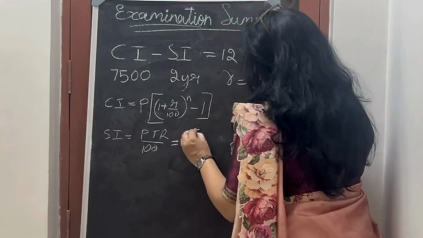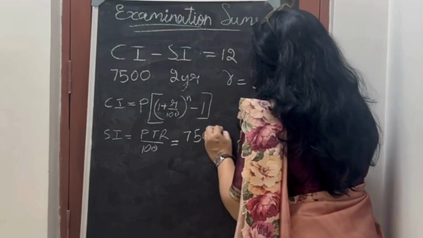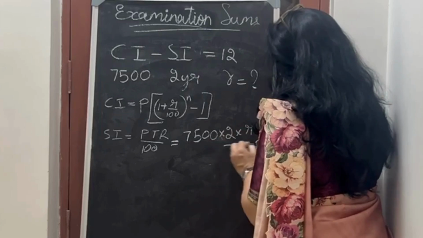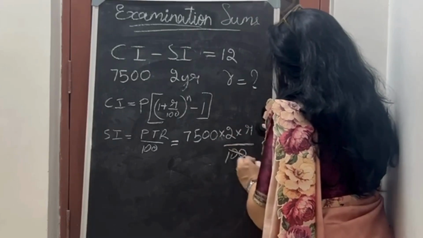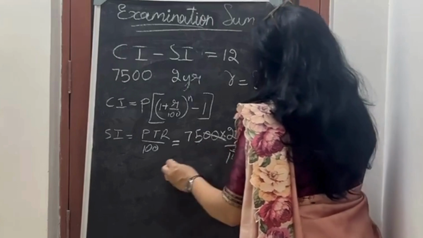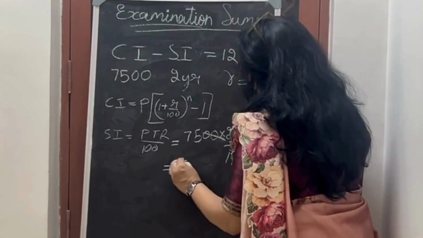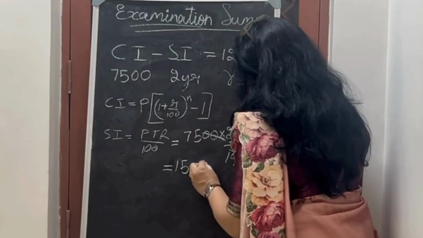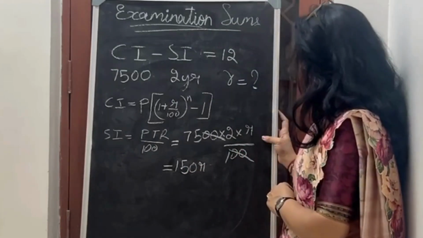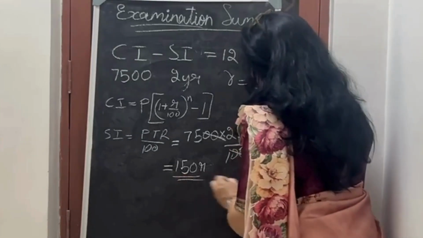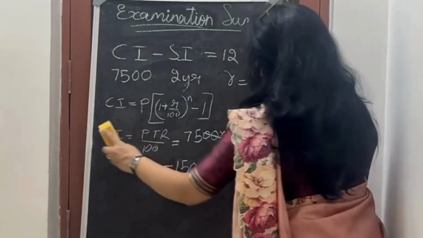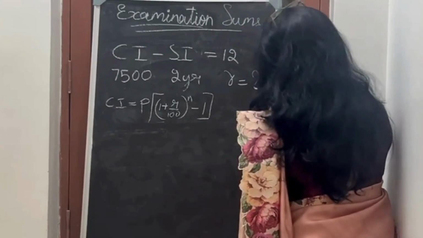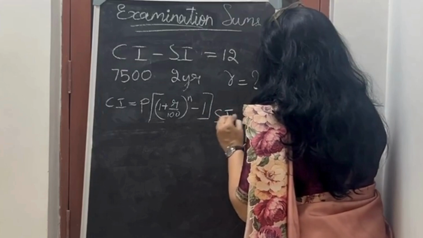P is 7500 into 2 into R by 100. I cancel these two zeros. 75 2s are 150. So it's 150 R. What is SI? It's 150 R. Now what do I have to find out? 150 R was my SI, I'll just write it here.